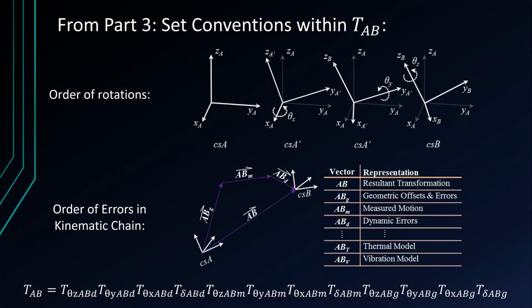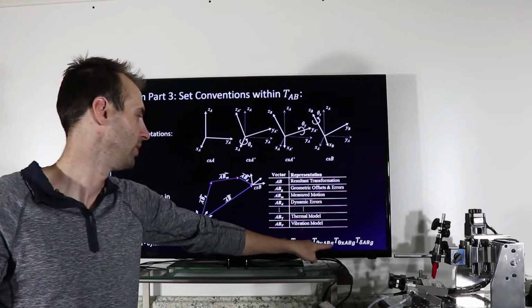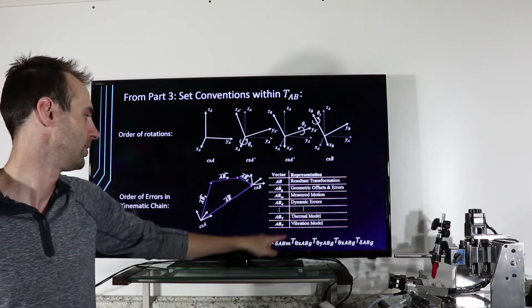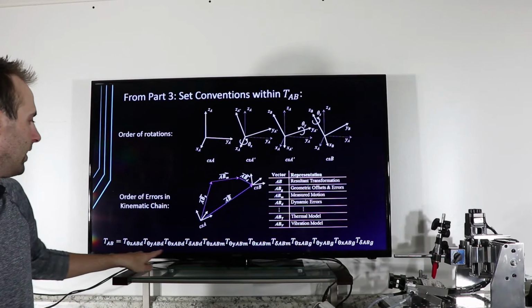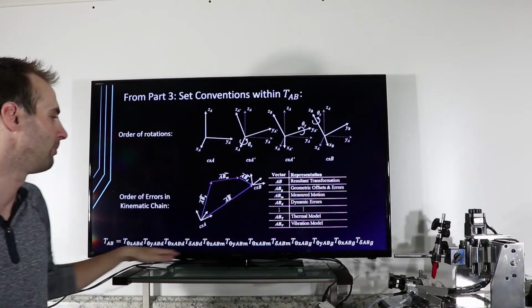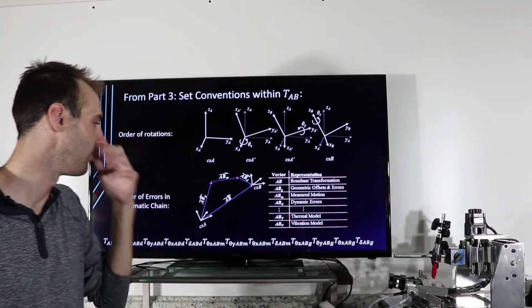And then what that gives me here is a transformation from A to B in this example with all of these terms, okay? So here I have geometric errors, here I have measured motion, and then here I have dynamic errors, and then all the rest are omitted in this example, but you could go through at your own pace and try and figure out what they are.